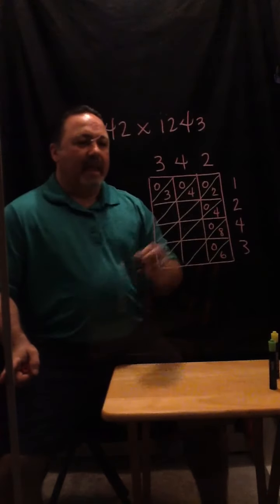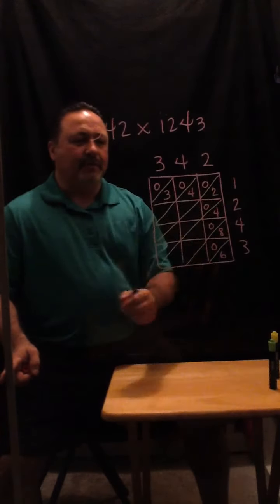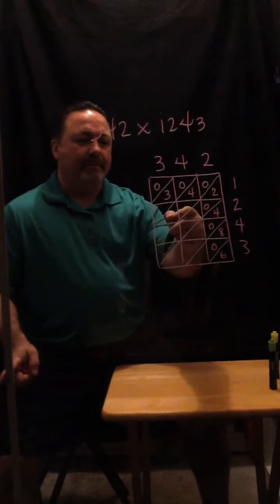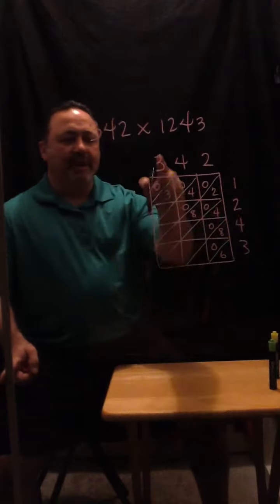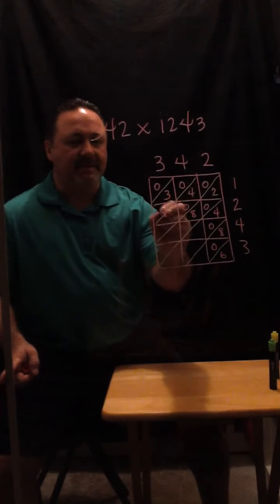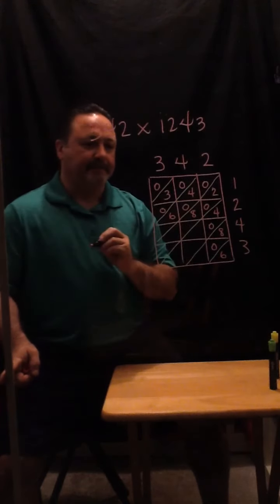Now, I have 2's here, so let's do these 2's. 2 times 4 is 8, so I'm going to put 0, 8. 2 times 3 is 6, so I'm going to place 0, 6.